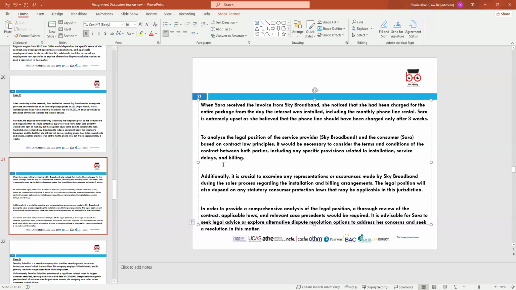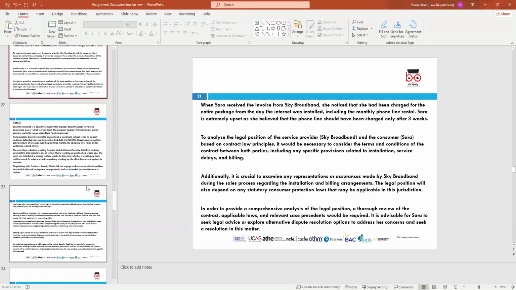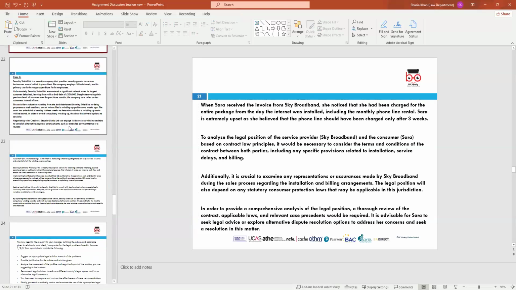It is advisable for Sarah to seek legal advice and explore alternative dispute resolution options to address her concerns and seek a resolution in this matter. So are you okay with that one, looking at contract law and ADR and any elements of consumer protection? Yes. Yeah? You okay with that? Good. Excellent.